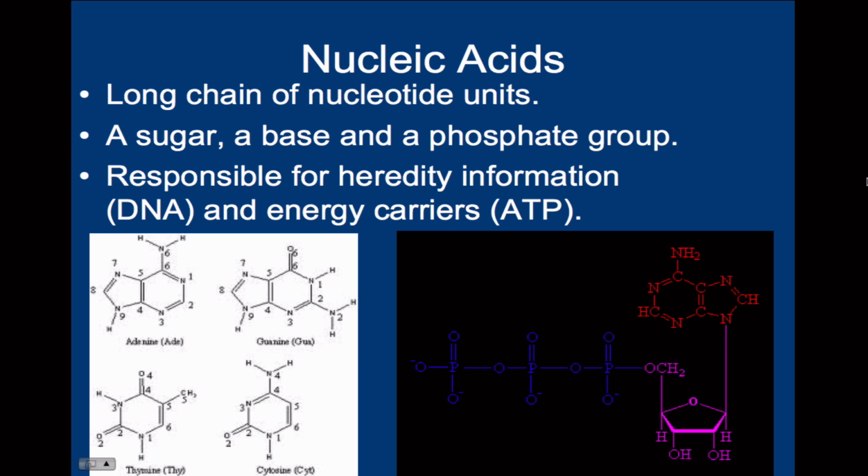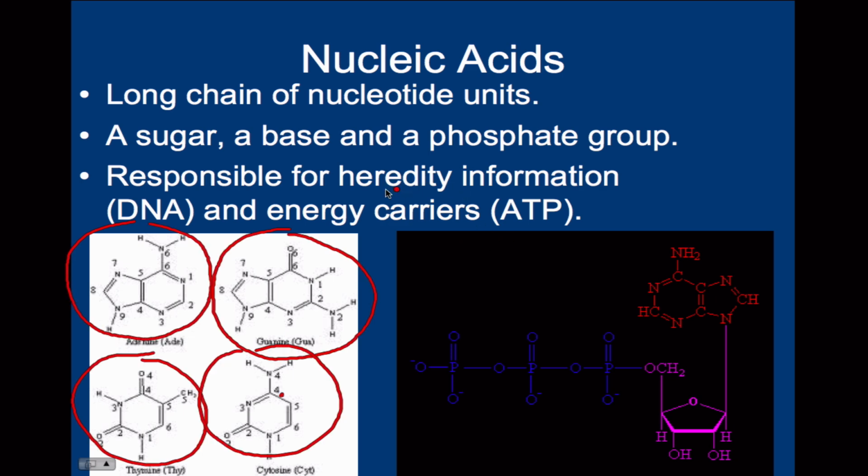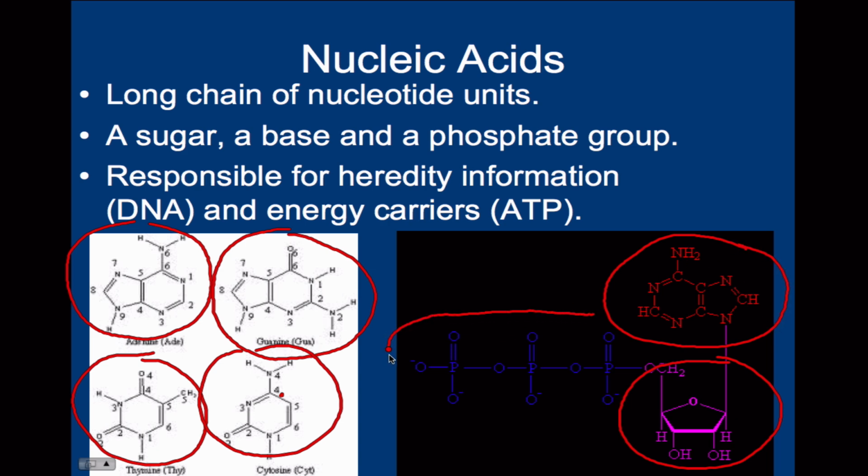All right, the next macromolecule that we're going to talk about is nucleic acids. These are long chains of nucleotide units. Ones you've probably heard of before are base pairs. Nucleic acids are always made of a sugar. Down on this side, you see this is the sugar. And then you have a base, right here. And then you have the phosphate groups. Here are the phosphate groups that we have.